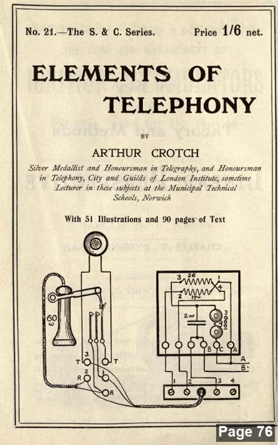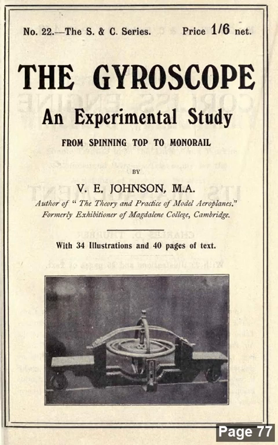No. 21, the S and C series. Price 1/6 net. Elements of Telephony by Arthur Crotch, silver medalist and honorsman in telegraphy and honorsman in telephony, City and Guilds of London Institute, sometime lecturer in the subjects at Municipal Technical Schools, Norwich, with 51 illustrations and 90 pages of text.